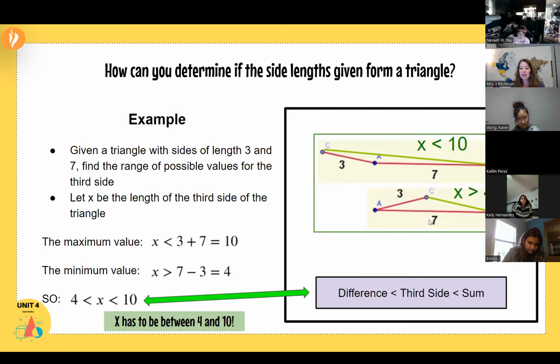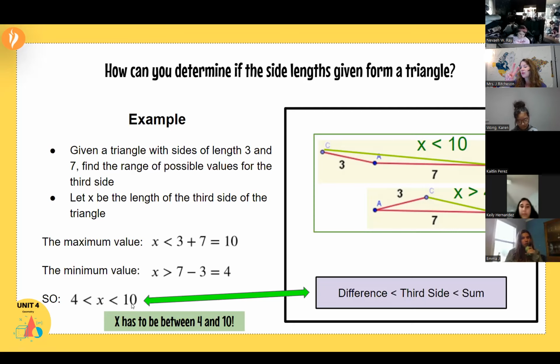However, if 7 is the longest side, to get the other missing side, we would subtract 7 and 3, which is 4. So the value of x has to be between 4 and 10. So really the range, if we're only using whole numbers, would be 3 to 9. All right, what do you think, guys? You understand?